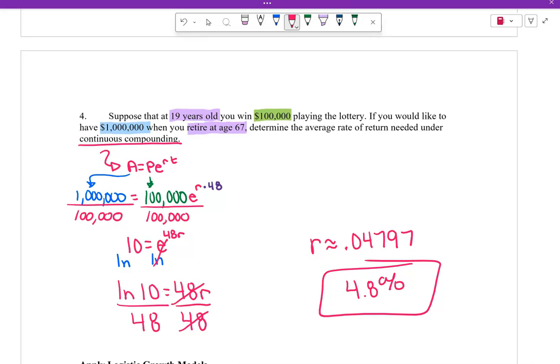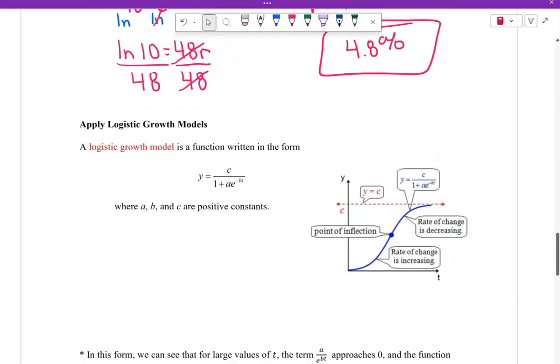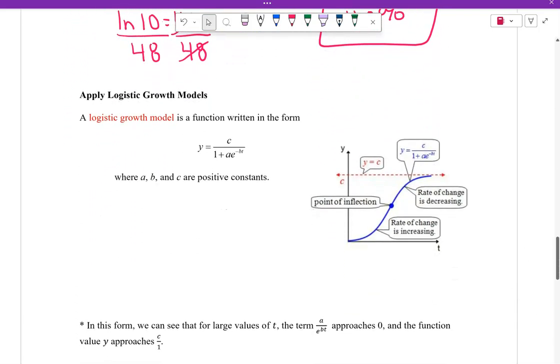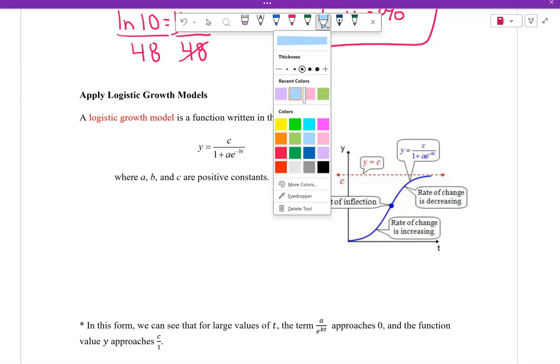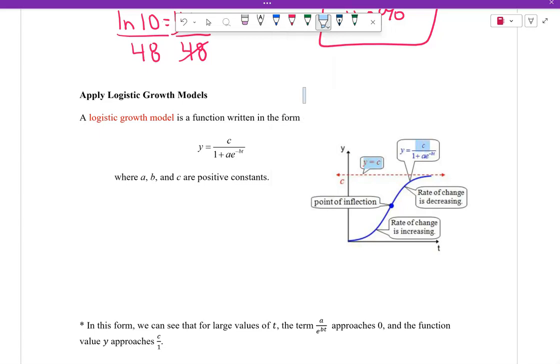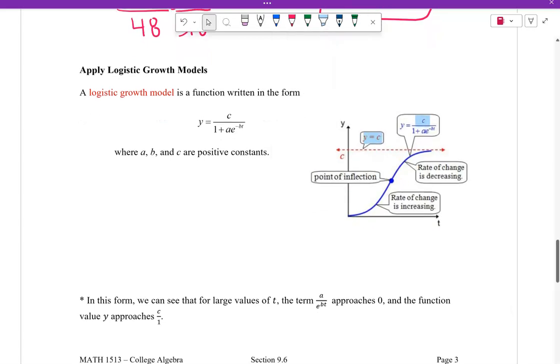Okay, we got one more type to look at, and this is the logistic growth model. So A, B, and C are positive constants. Here's the general formula that you're going to see. Notice your blue line eventually levels off to some value of y. It's going to get close to something, and it's trying to show you that it's going to average out to that C. And I think that's also down here.